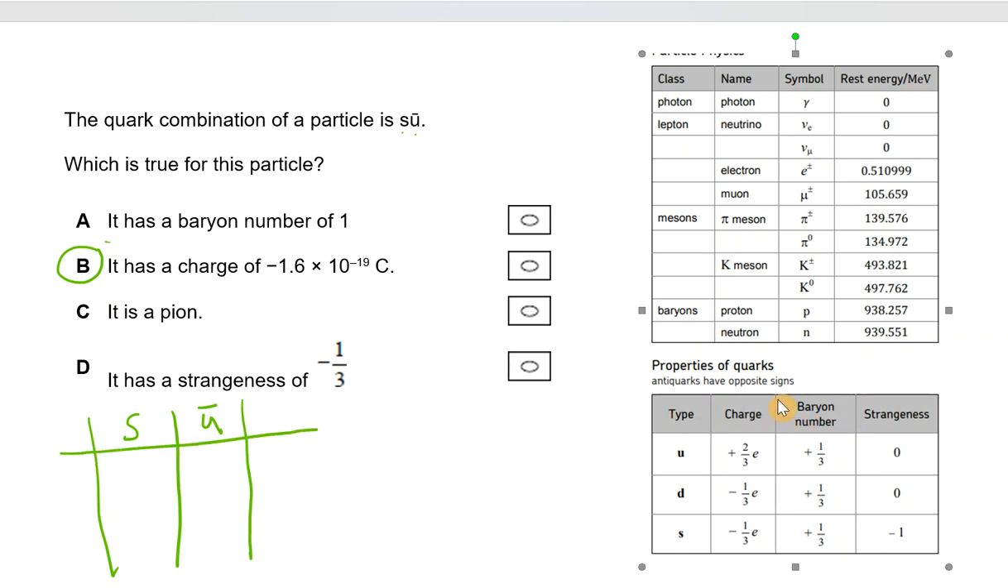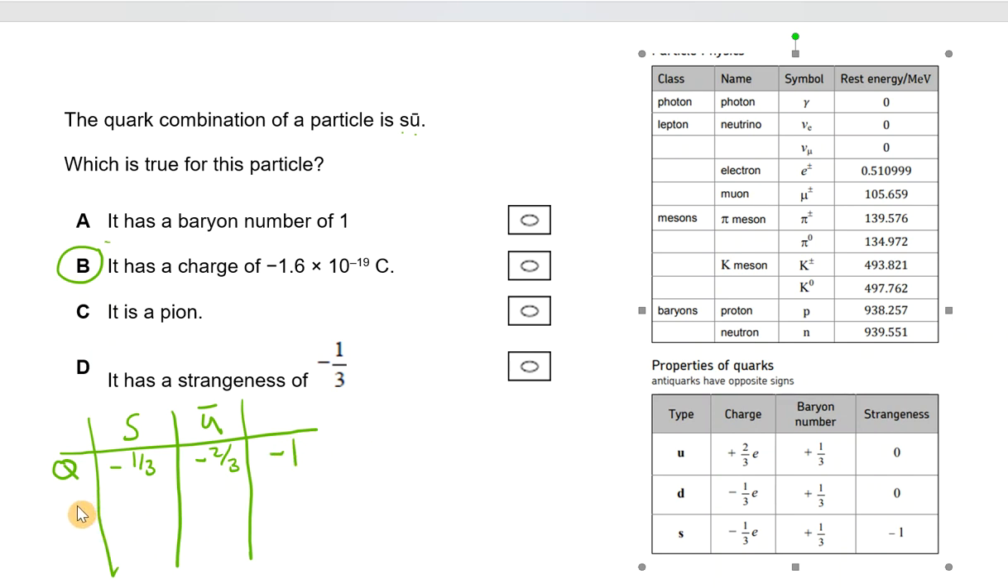Now, one of the things we might be interested in is what charge we get from this. So there's a symbol Q for charge. A strange quark has a charge of -1/3. An up quark has a charge of +2/3, so an anti-up would have a charge of -2/3. So overall the charge is -1.